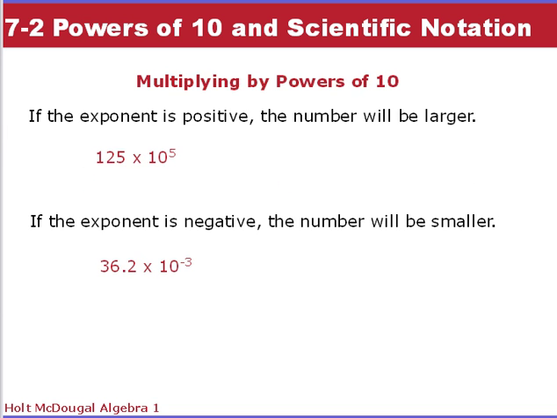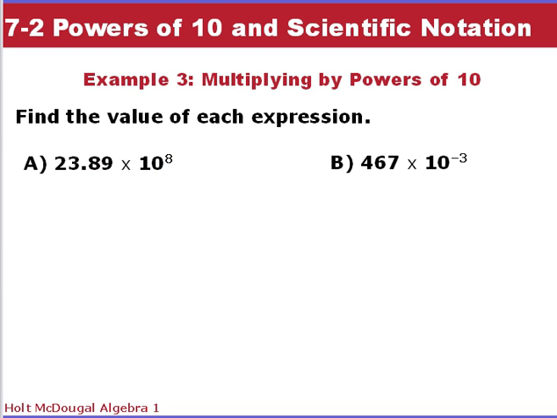Now multiplying by powers of 10. If the exponent is positive, the number is going to be much larger. So 125 times 10 to the 5th, it's going to be a much larger number. If the exponent's negative, we have 10 to the negative 3, the number will be smaller. So keep that in mind. So here we want to multiply by powers of 10 each of those expressions.